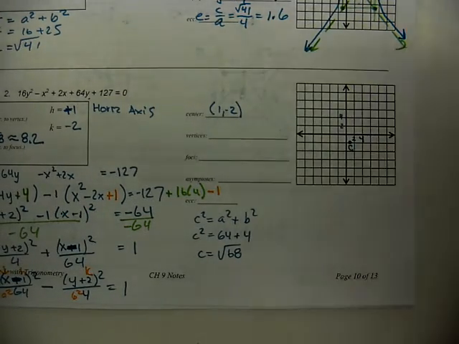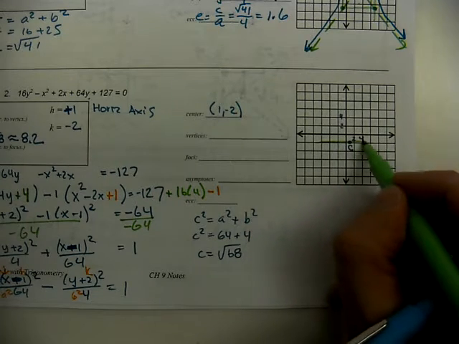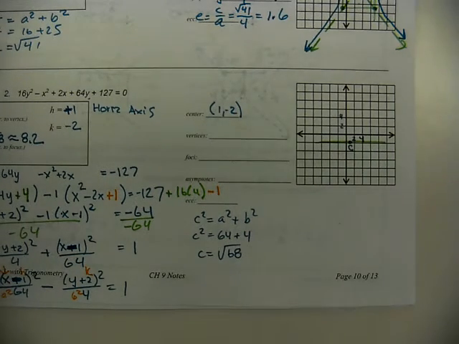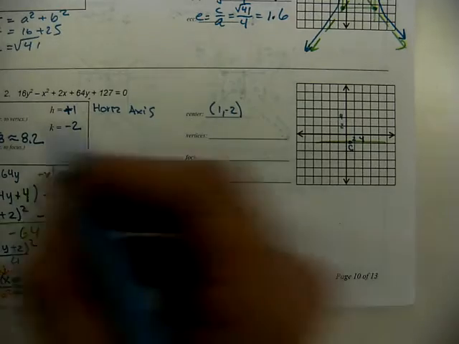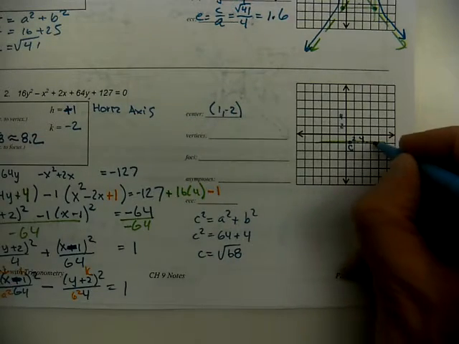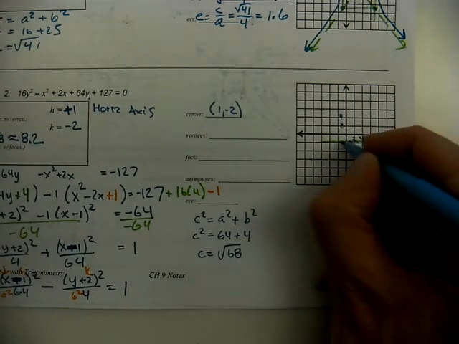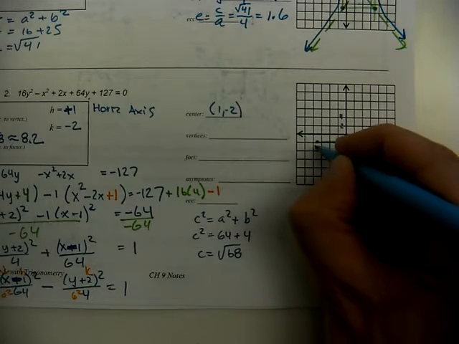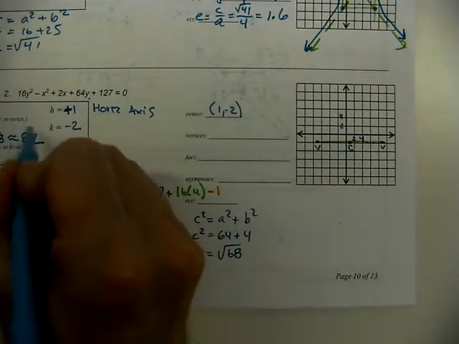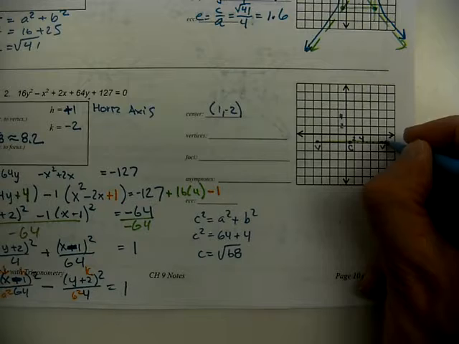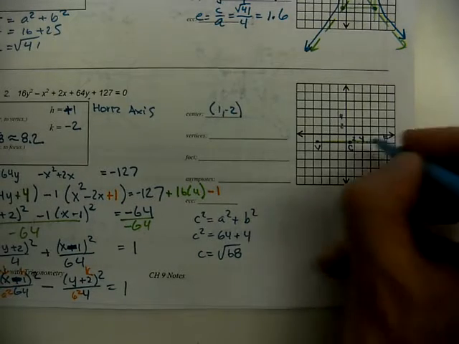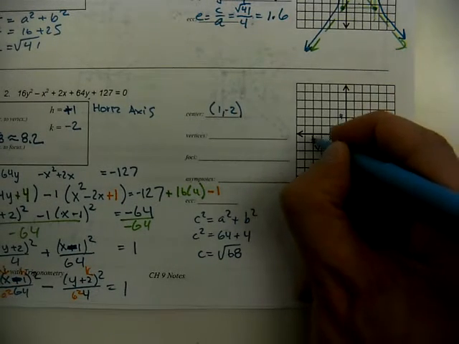There's my center, and again we have a horizontal axis. So to the right and to the left of that, my vertices are 8 units away. That's the value of a. So 2, 4, 6, 8, there's 1. 2, 4, 6, 8, there's the other. And then beyond that will be the foci, which is 8.2, which is hard to distinguish on this particular scale, but there it is.